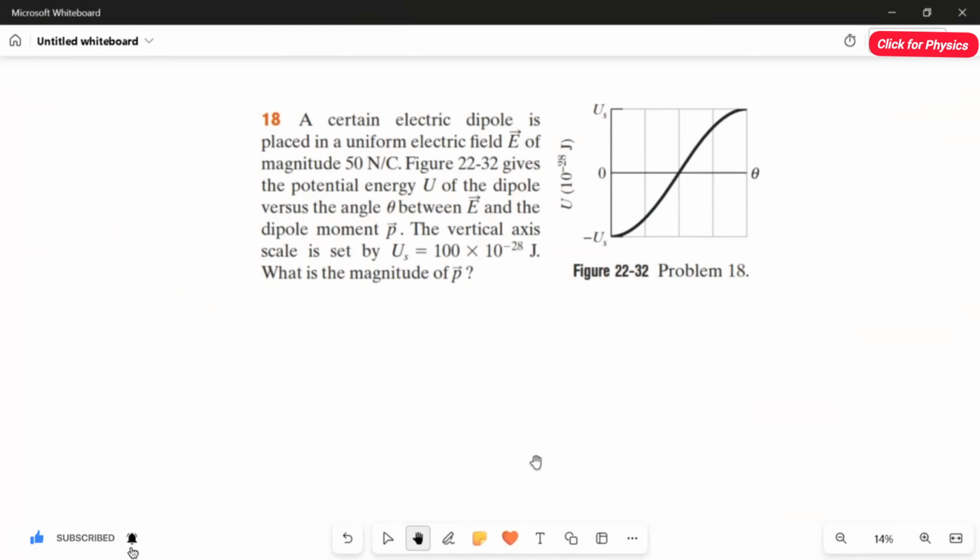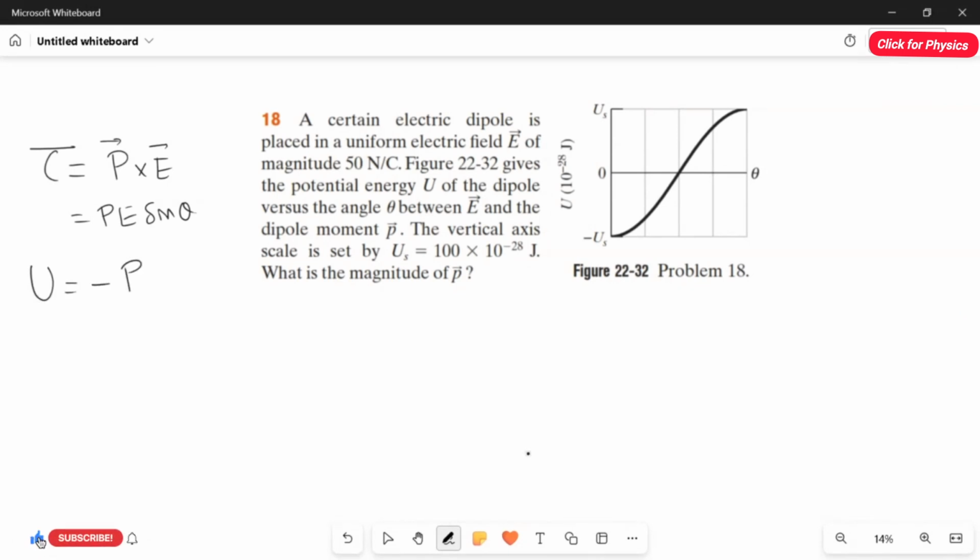So here, let's go back to the theory we studied. When you place the dipole in a uniform electric field, what will happen? It will experience a torque, which is equal to P cross E, which is equal to PE sine theta, and also it will have the potential energy U, which is equal to minus P vector dot E vector, which is equal to minus PE cosine theta. So in this question, we are going to use this rule for getting the dipole moment, because the question is related to the potential energy.